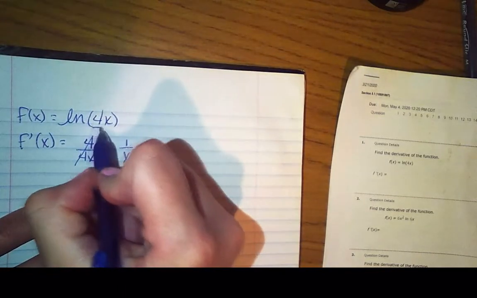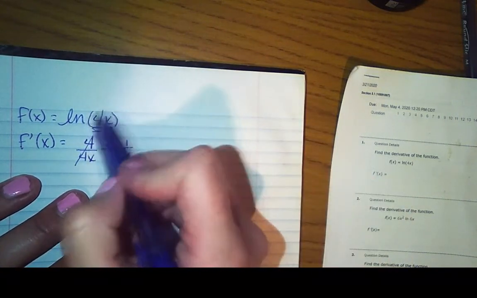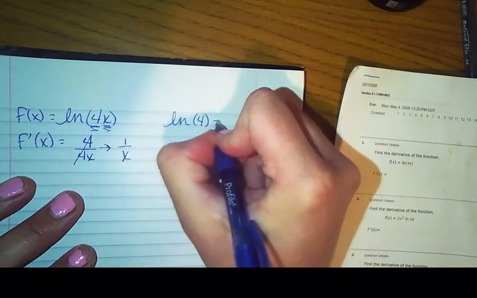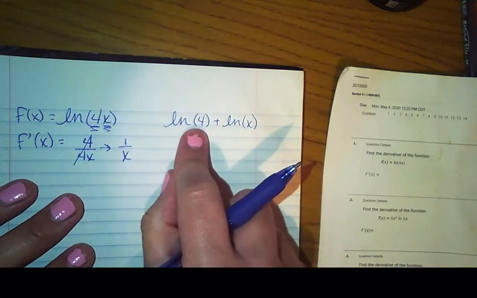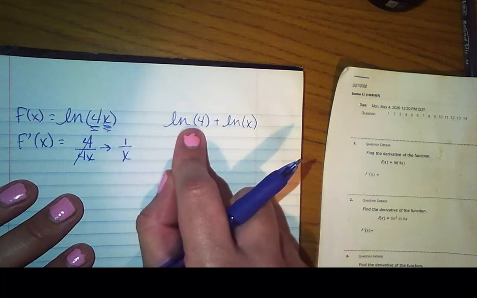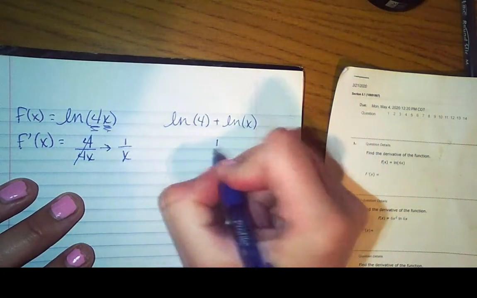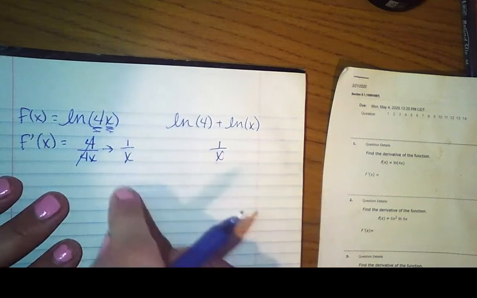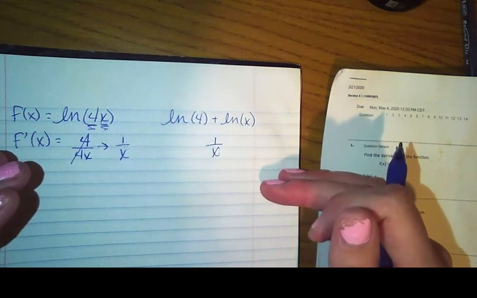Well, what I could have done was rules of logarithms first. If it's multiplication on the inside, I can separate it out into 2 separate logs. So I'll have the natural log of 4 plus the natural log of x. The natural log of 4 is a number, so its derivative is 0. And then the derivative of the natural log of x is the derivative of the argument, which is 1, over the argument itself, which is x. So you end up with the same answer. Sometimes rules of logarithms will make things easier, so we'll talk about that as we go through.